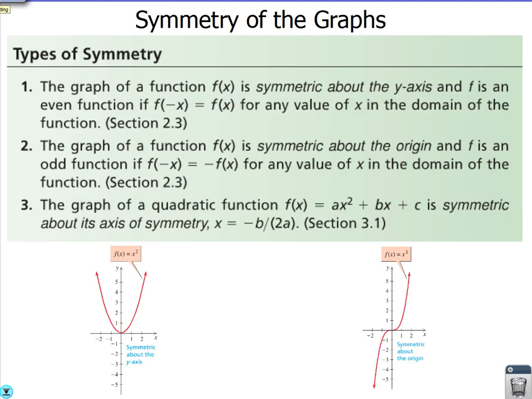Reminder, just in a nutshell, we've done all this as a reminder. Symmetric about the y-axis. Even functions. Even functions have reflectional symmetry across the y-axis.